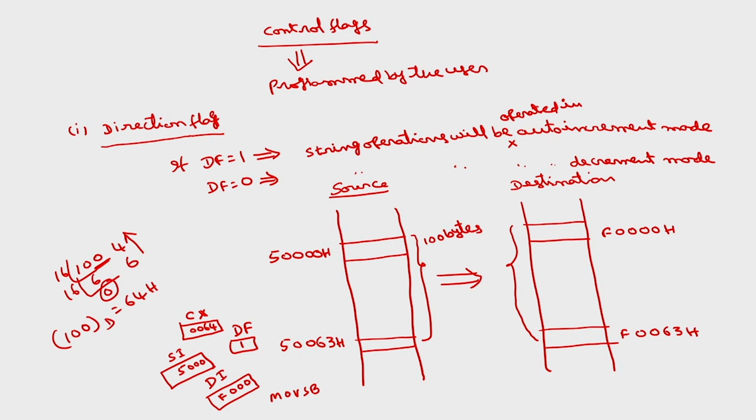So, this will be first transferred, then 50,000, the one address which is above this one, that will be transferred, above that will be transferred, like that total 100 bytes will be transferred. So, this is going to decide the direction in which the string operations will be operated.